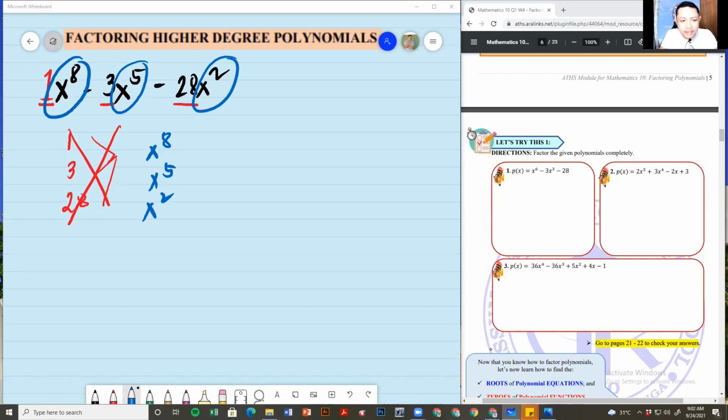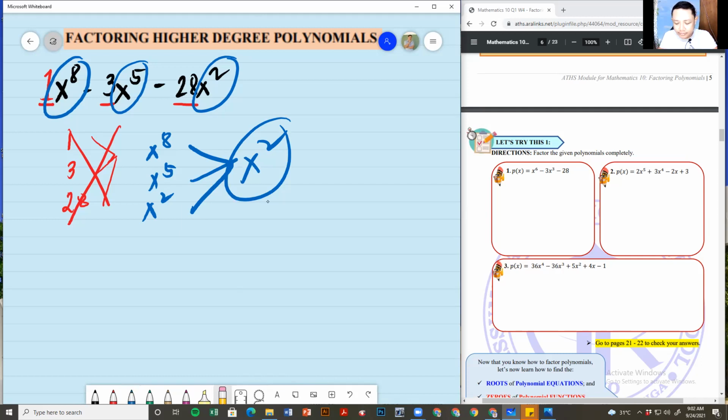Why not x raised to 5? Simply because x squared will not fit into the 5. Tama yung sinabi ng classmate natin, the least exponent. Very good. So therefore, our common factor here is x squared. That's good enough for us to review about the common factor.